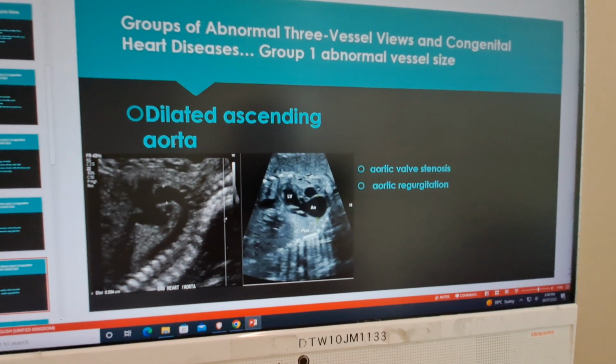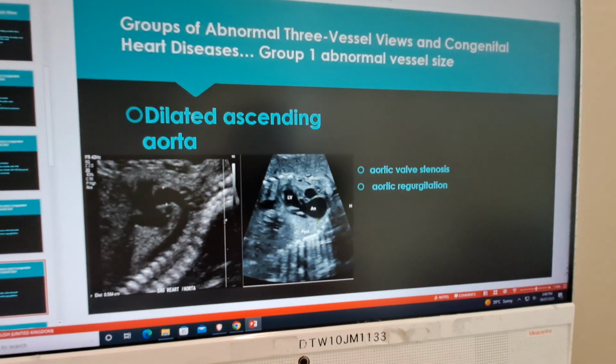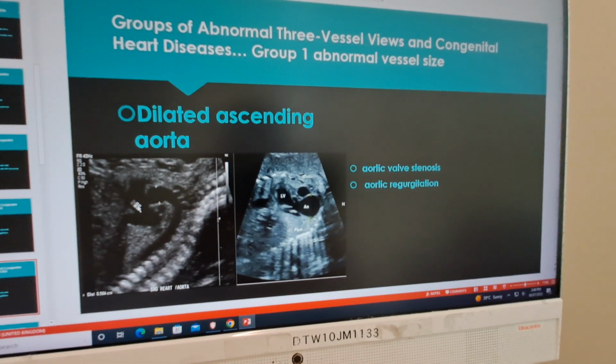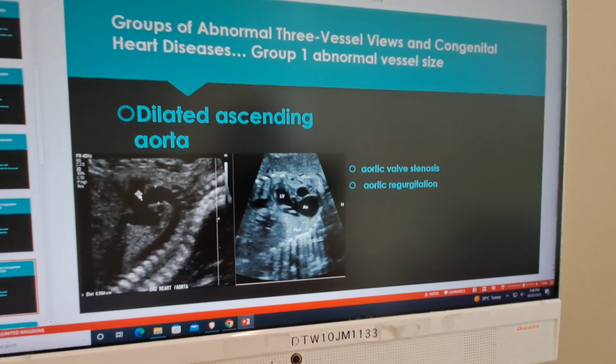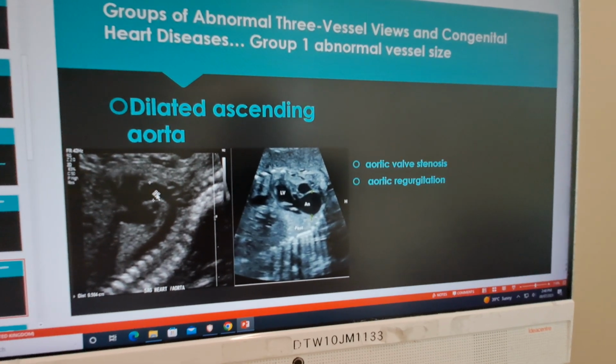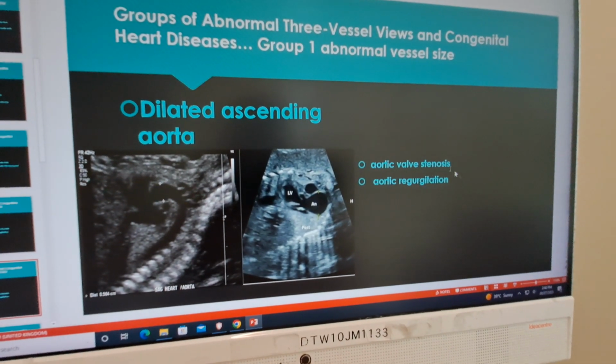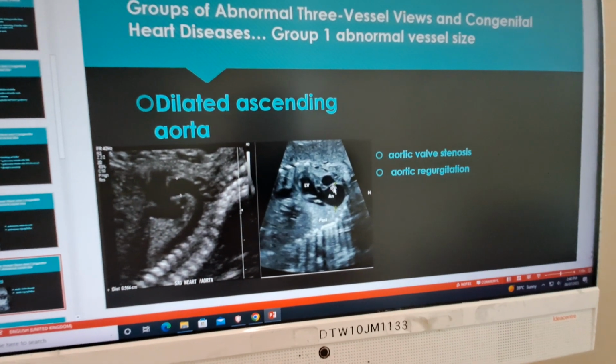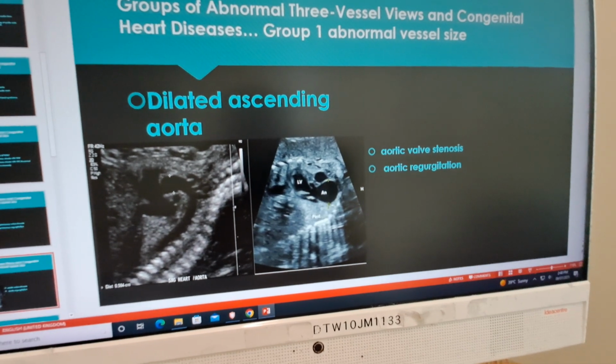What is the dilatation of the ascending aorta? Dilated ascending aorta. So what's the reason? If it is dilated, it means there is narrowing and something happening from behind. So if there is any stenosis or regurgitation, this is the dilatation of the ascending aorta.